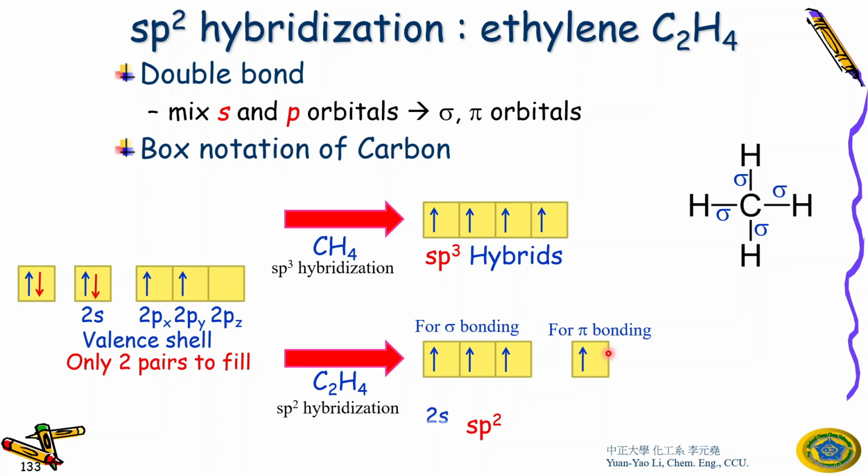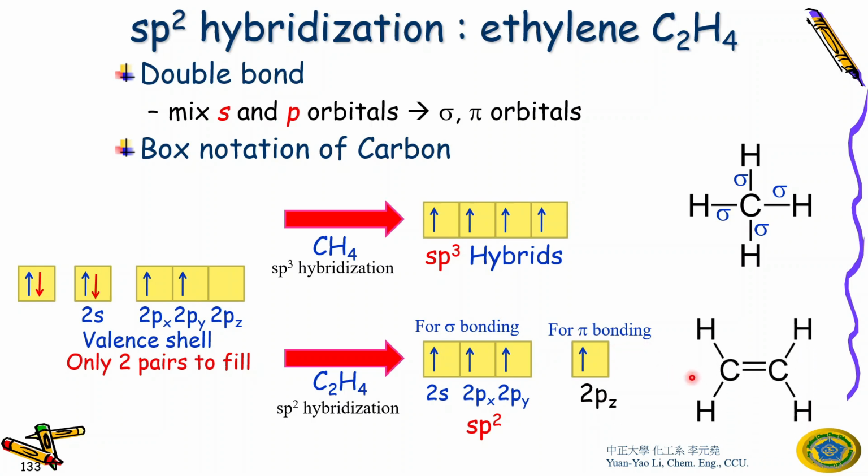So what's going on? You have 2s, 2px, 2py, and 2pz. And then you have this double bond here with the 4 hydrogens. This is what we call sp2 hybridization. And you have sigma bonds and a pi bond.